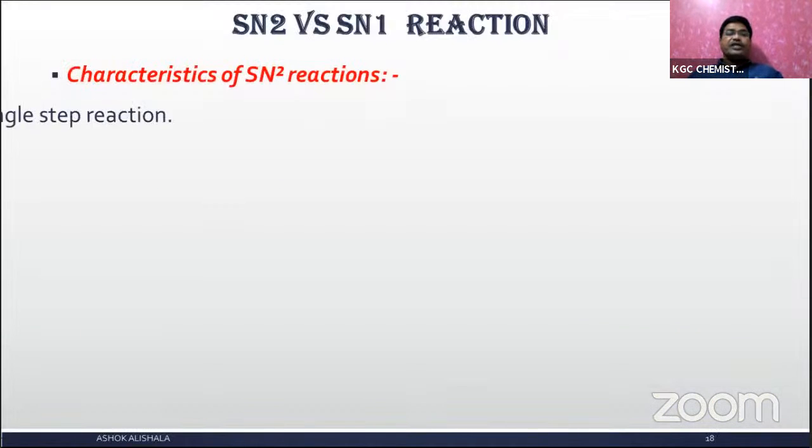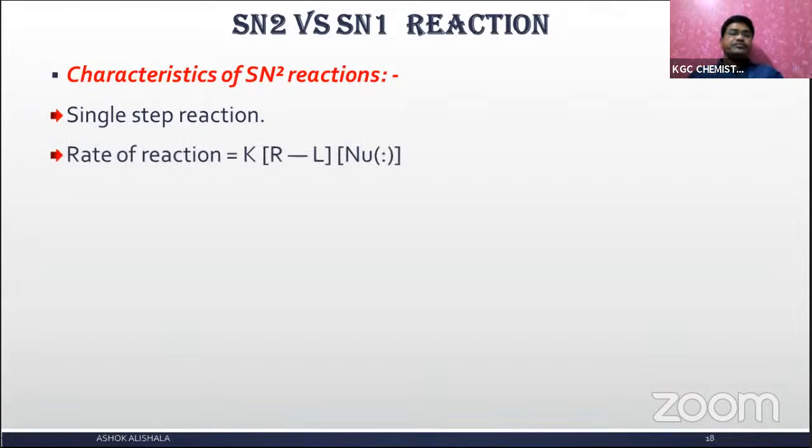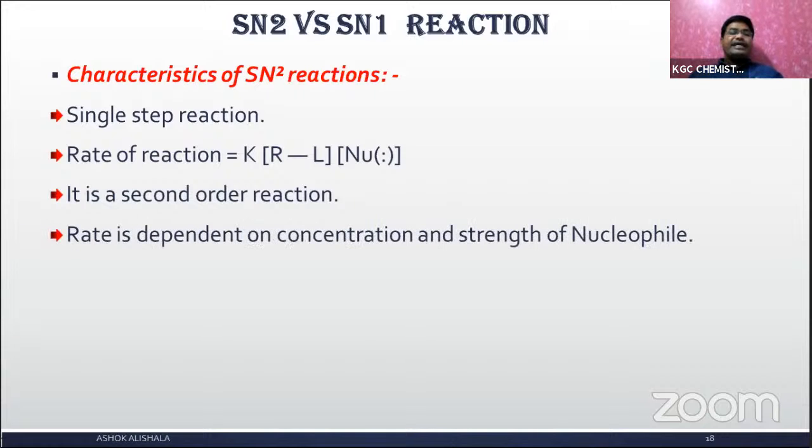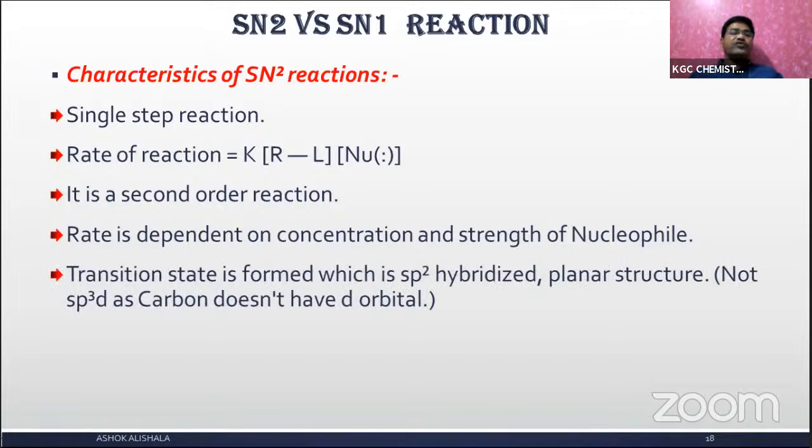Characteristics of SN2 reactions. It is a single step reaction. Rate of reaction is directly proportional to both the alkyl halide and the nucleophile. It is a second order reaction. Rate is dependent on the concentration and strength of the nucleophile. Transition state is formed, which is an sp2 hybridized planar structure.